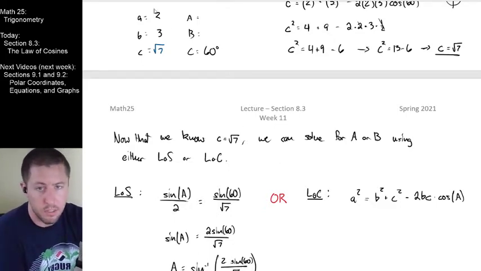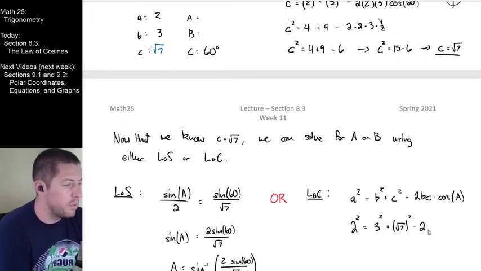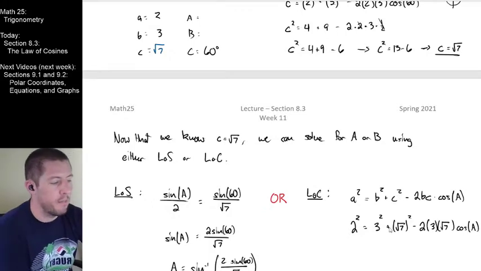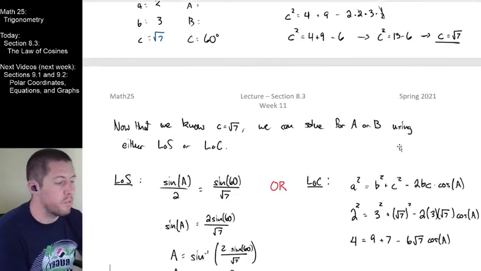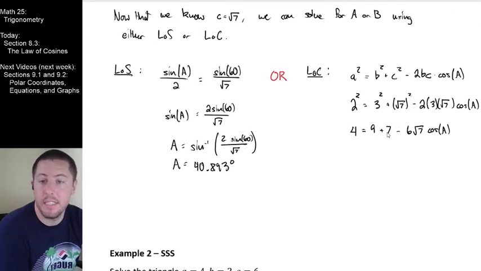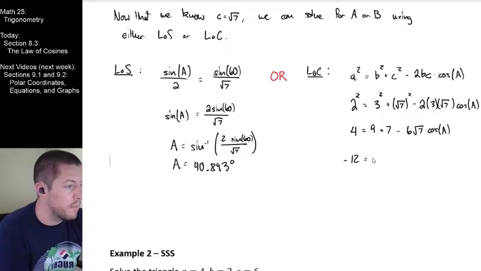This is just me showing two different routes to get to the solution. So A is 2, so we're getting 2 squared equals 3 squared plus square root of 7 squared minus 2 times 3 times square root of 7 times the cosine of A. So we just have to move a whole bunch of terms over to the left to get the cosine term alone. Then we'll take the inverse cosine to get our answer here. So I'm thinking this is 4 equals 9 plus 7 minus 6 root 7 cosine A. So let's subtract over. 9 plus 7 is 16. I'm going to subtract 16 over to the other side. 4 minus 16 is negative 12. Is negative 6 root 7 cosine A.